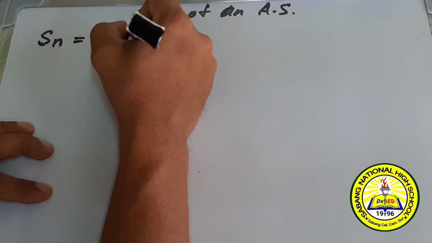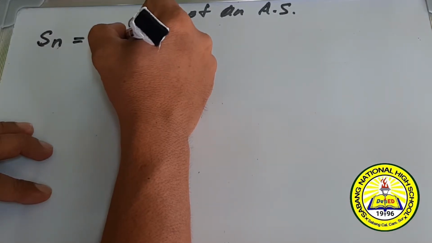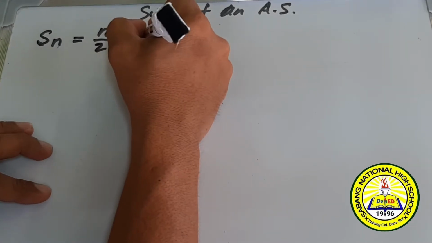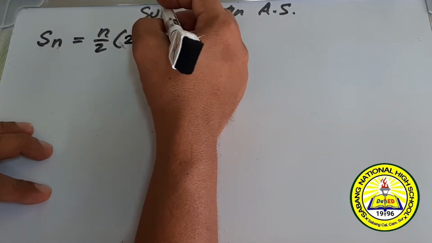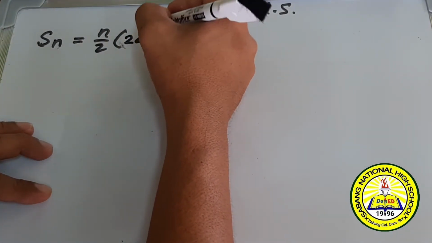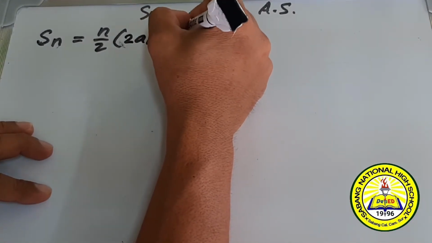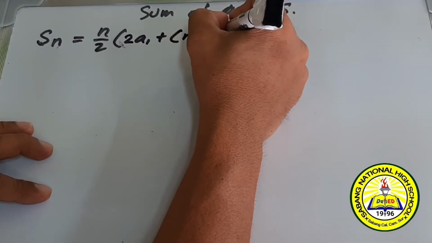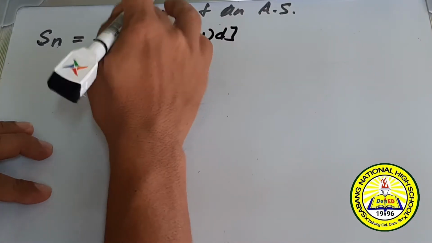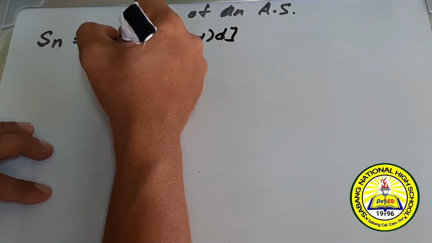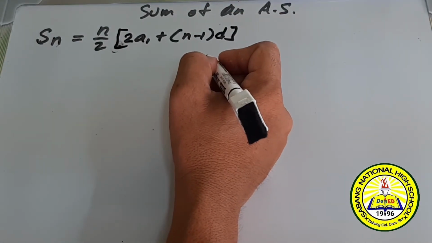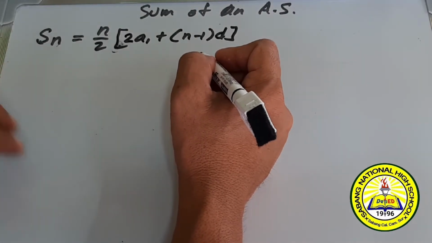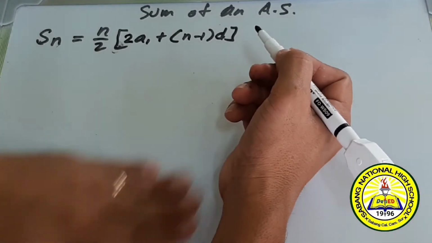the quantity 2 a sub 1 plus n minus 1 times d. Okay, that is the formula for the sum of any n terms of an arithmetic sequence.